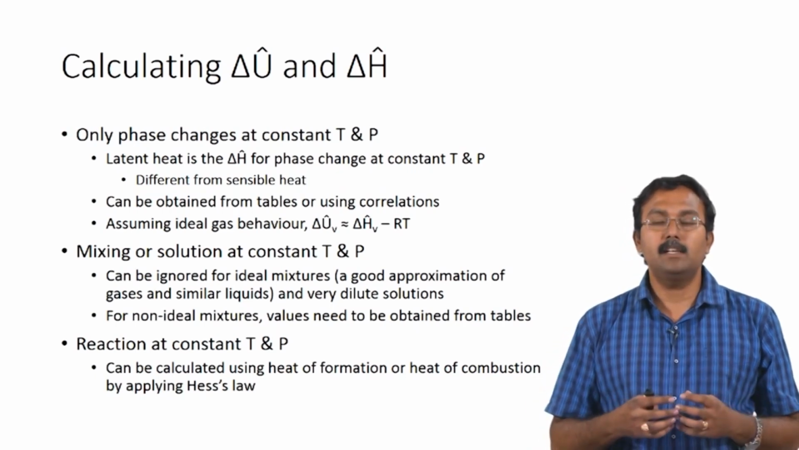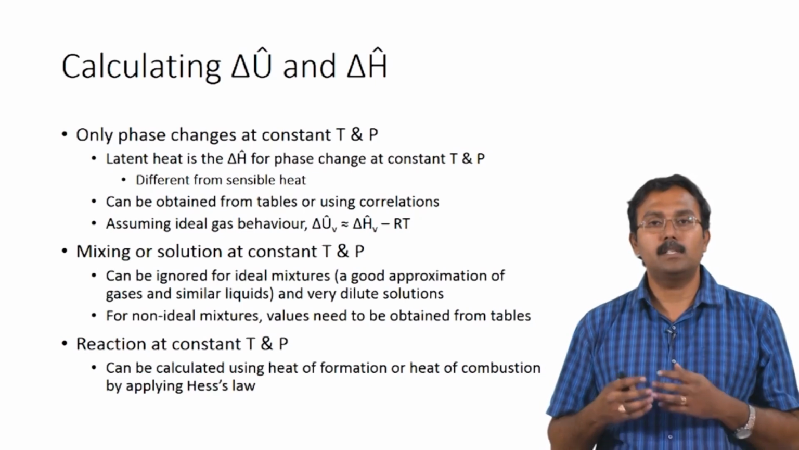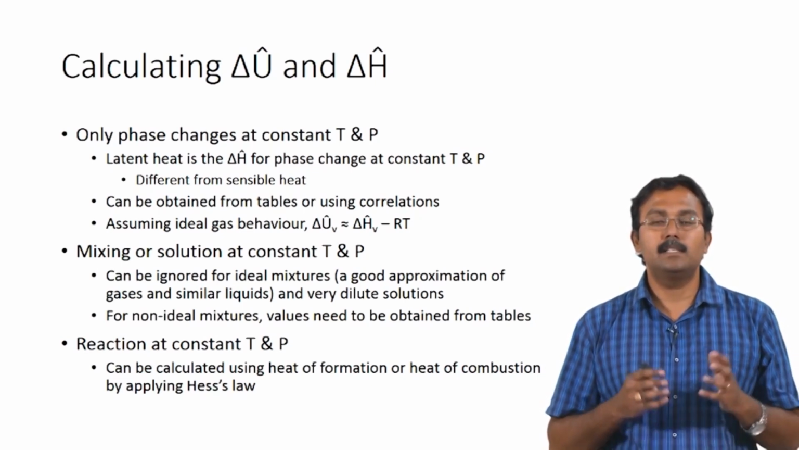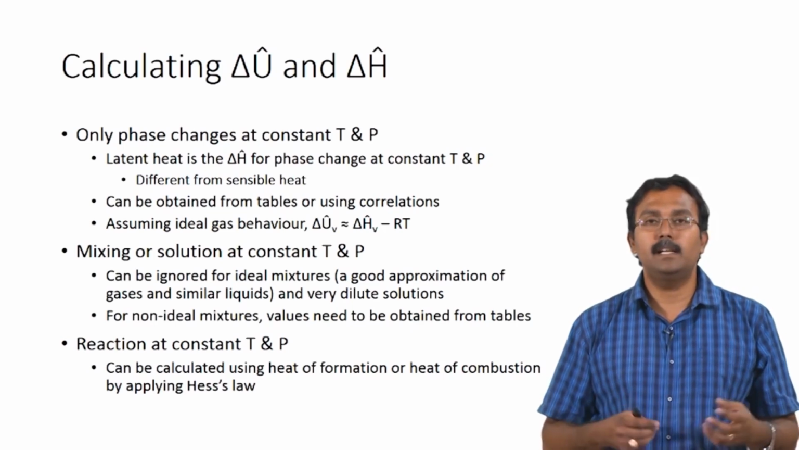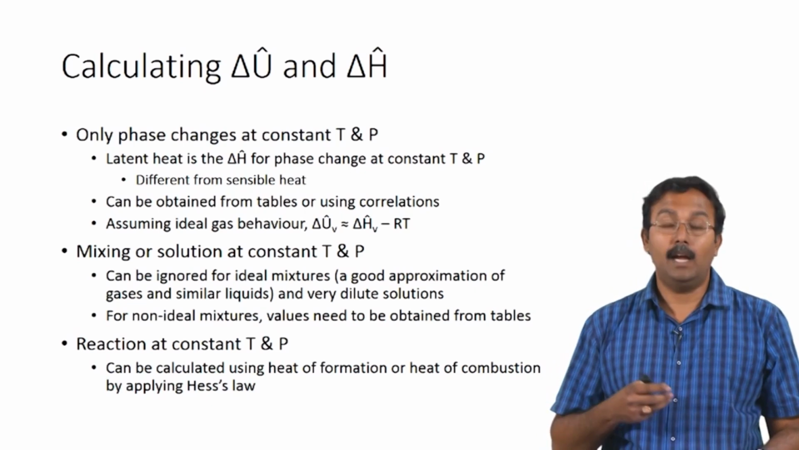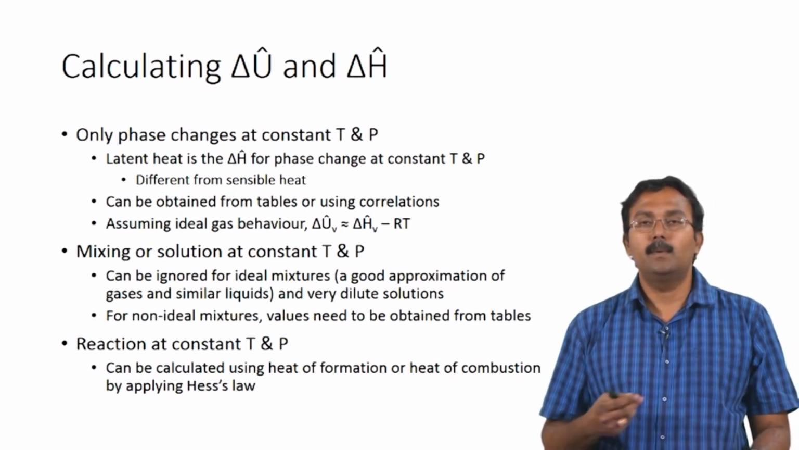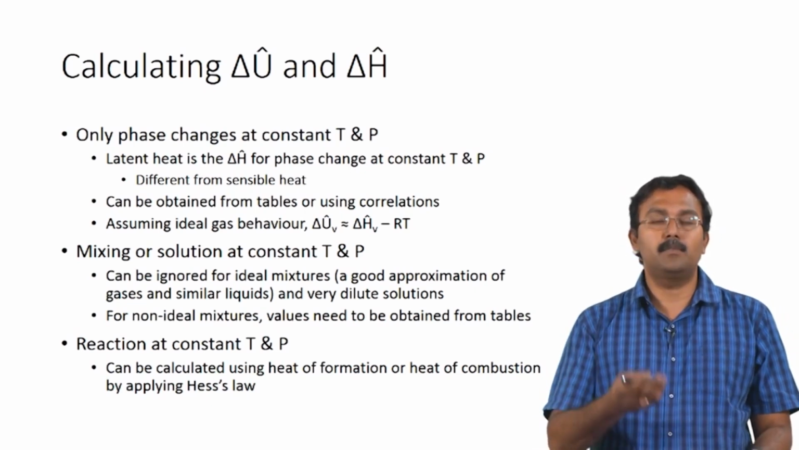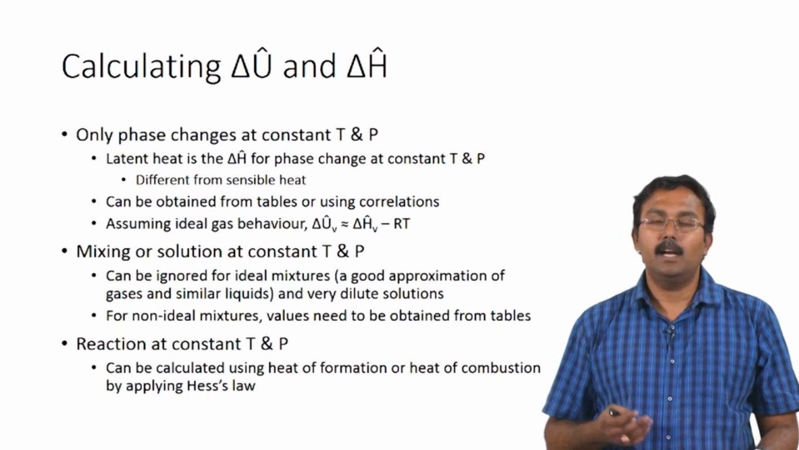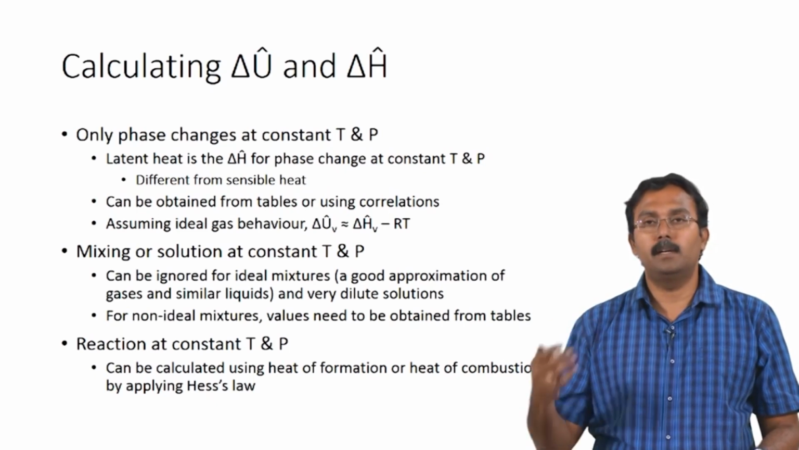In the case of mixing or formation of a solution at constant temperature and pressure, we tend to ignore it for ideal mixtures. It is a good approximation to assume ideal mixtures for gases, for similar liquids, and also for dilute solutions. Whereas, if you have dissimilar liquids like sulfuric acid and water, then it is a non-ideal mixture and you need to get these values from tables.